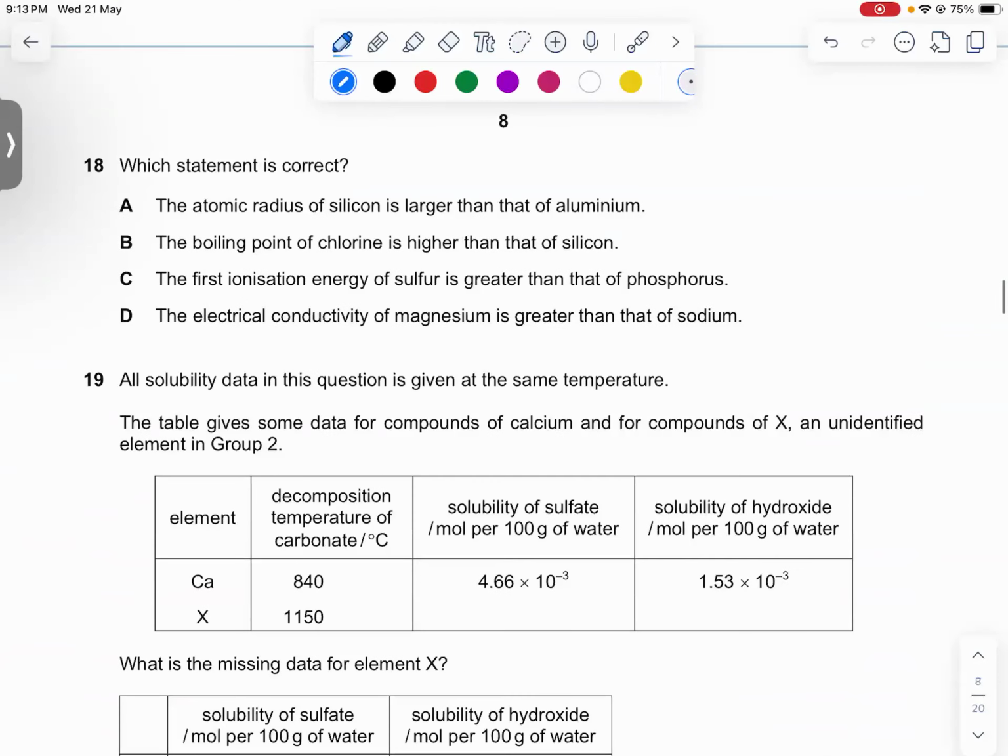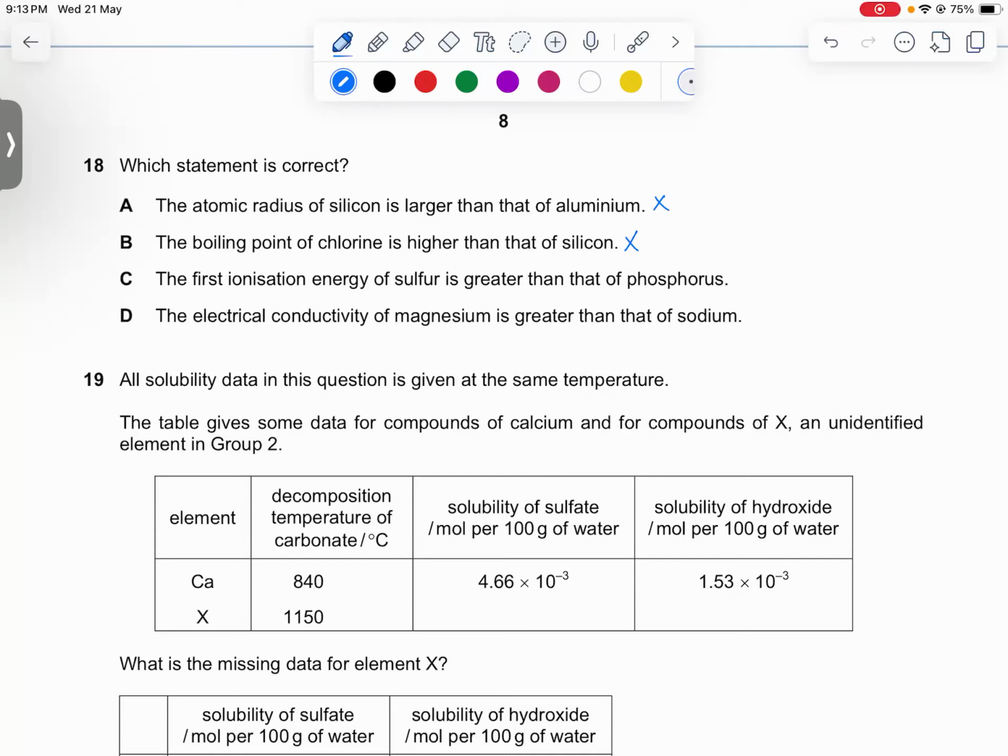Question number 18. Which statement is correct? The atomic radius of silicon is larger than that of aluminum. Is the atomic radius of silicon larger than aluminum? No, that is not true. Atomic radius decreases across a period. So aluminum has a larger atomic radius, silicon has a smaller one. The boiling point of chlorine is higher than that of silicon. That is also not true. Silicon has a very high boiling point. In every period, group 4 has the highest boiling and melting points, right? Silicon has the highest melting and boiling points.